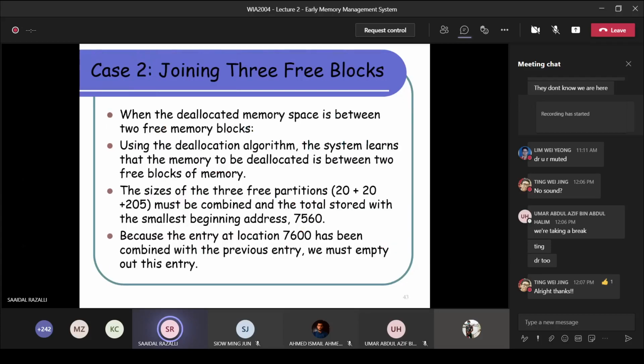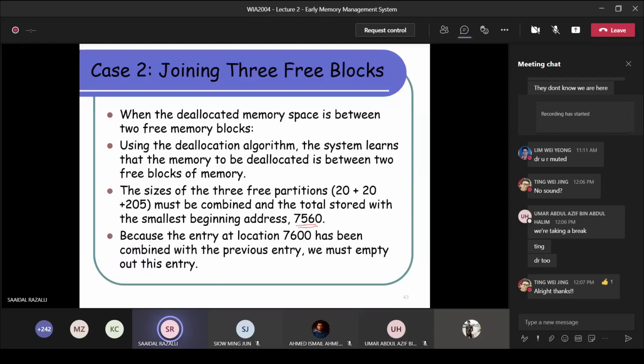Case 2, joining 3 free blocks, when the de-allocated memory space is between 2 free memory blocks. Using the de-allocation algorithm, the system learns that the memory to be de-allocated is between 2 free blocks of memory. The size of the 3 partitions, 20 plus 20 plus 205, must be combined, with the total stored with the smallest beginning address, 7560. Because the entry location 7600 has been combined with the previous entry, we must empty out this entry.